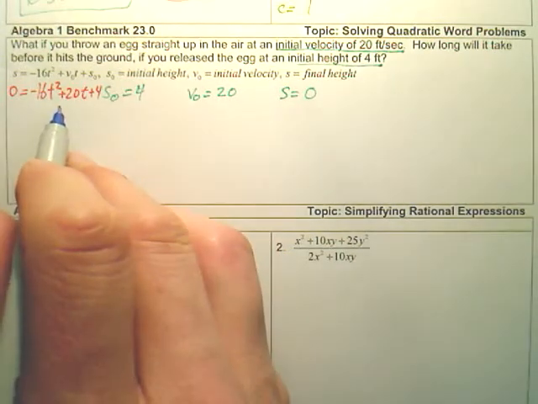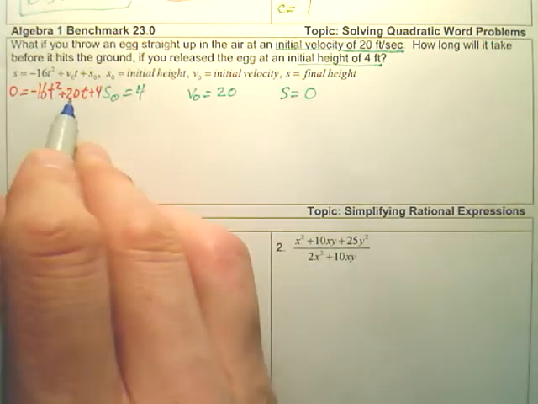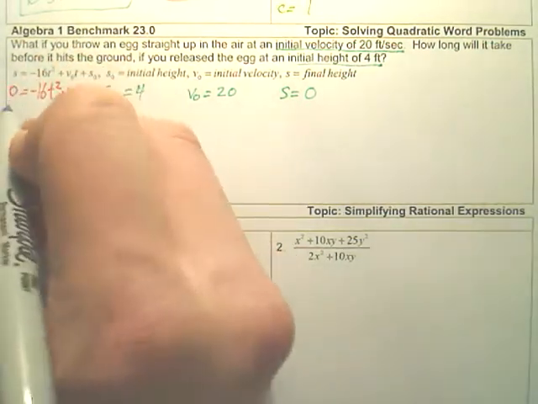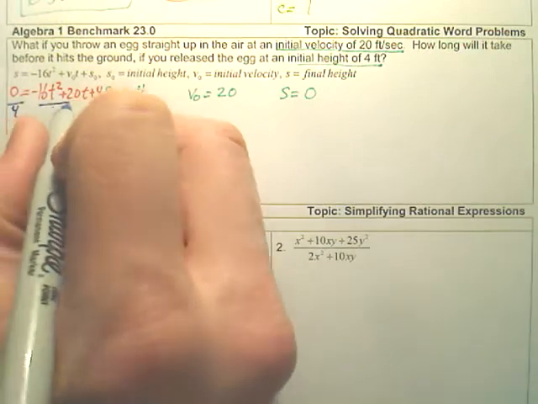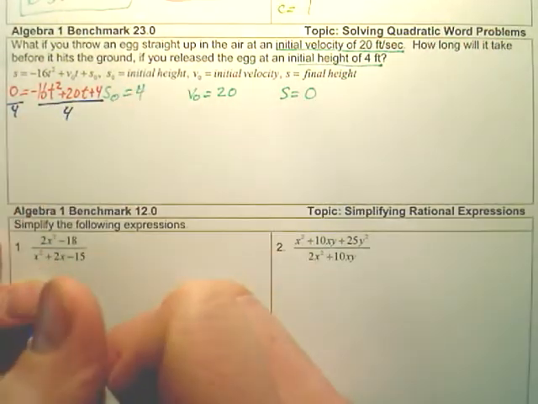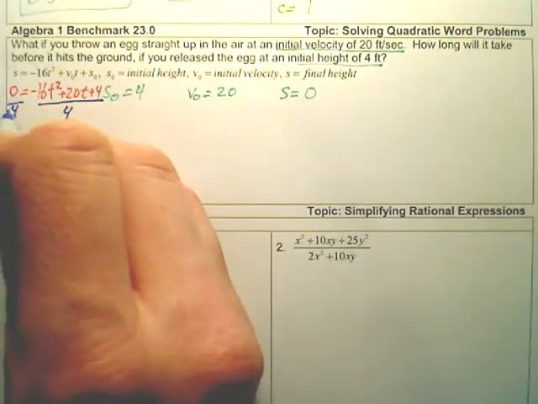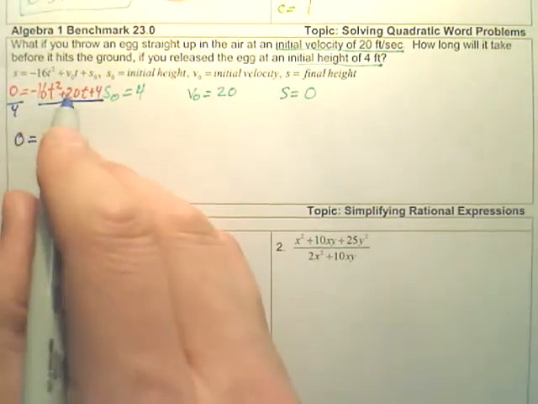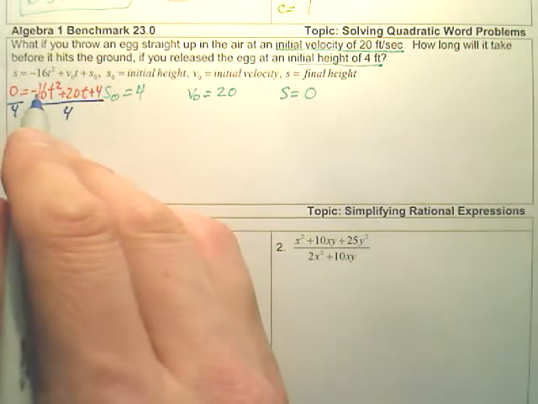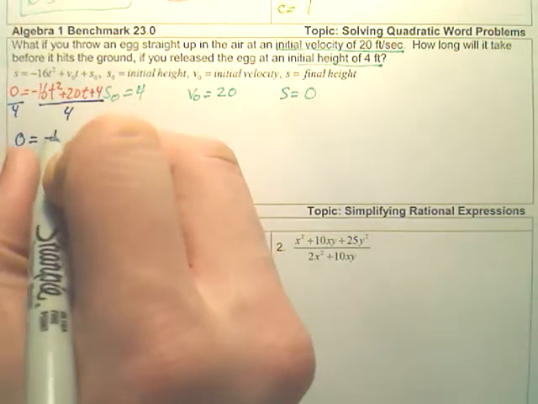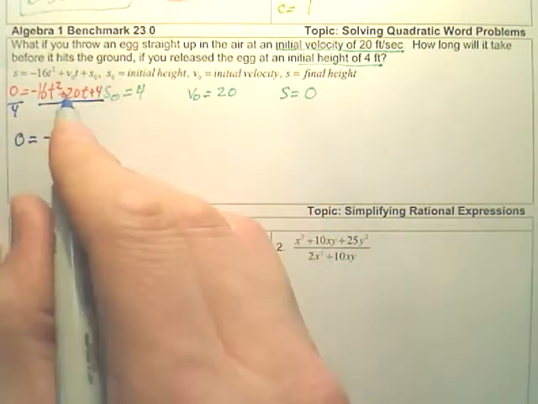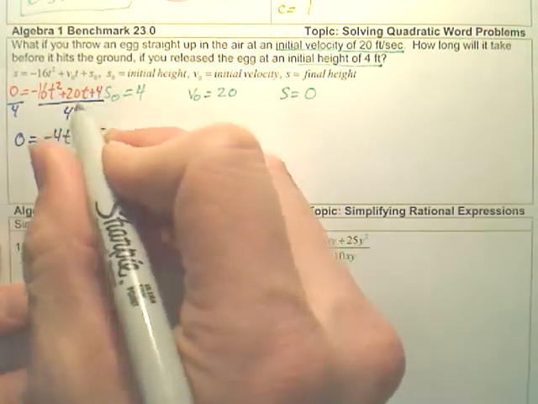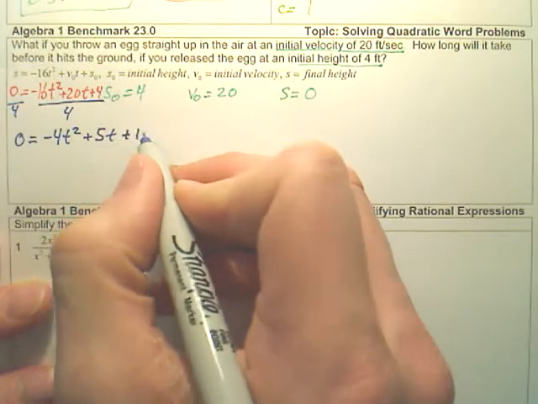Now, before you start doing that, is there a GCF in these 3 numbers? Doesn't 4 go into all those? So watch this. I'm going to divide both sides by 4. When I divide by 4, what's 0 divided by 4? 0. Sweet. Now, could I divide each of these pieces by 4? So what's 16 divided by 4? Negative 4t squared. 20 divided by 4 is 5t. And 4 divided by 4 is 1.